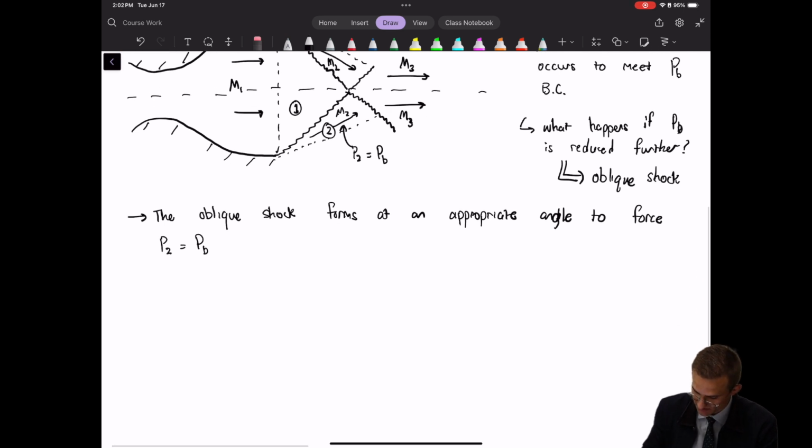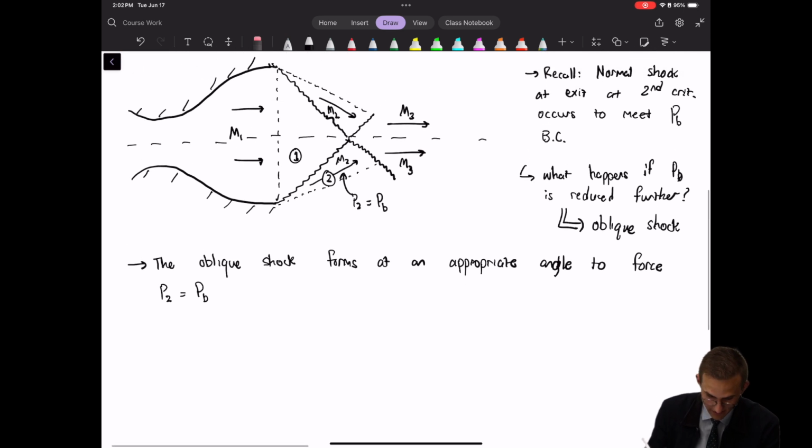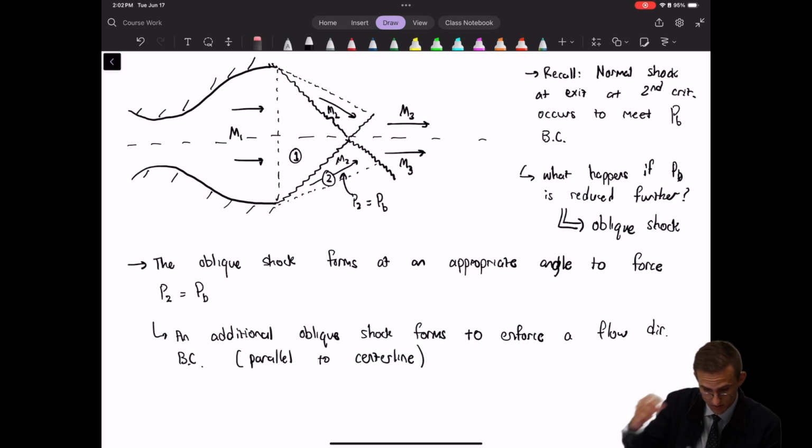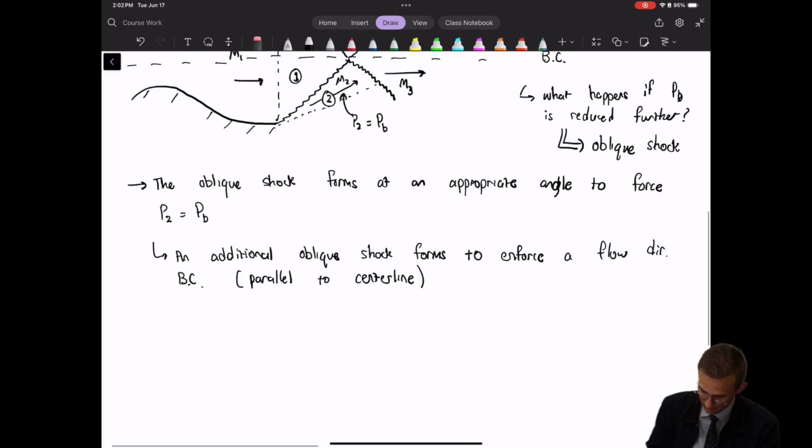So an oblique shock forms at an appropriate angle to force the pressure boundary condition, and then an additional oblique shock forms to enforce a flow direction boundary condition where that flow direction is parallel to the center line. Right? Okay, but then, well, now what's the problem?